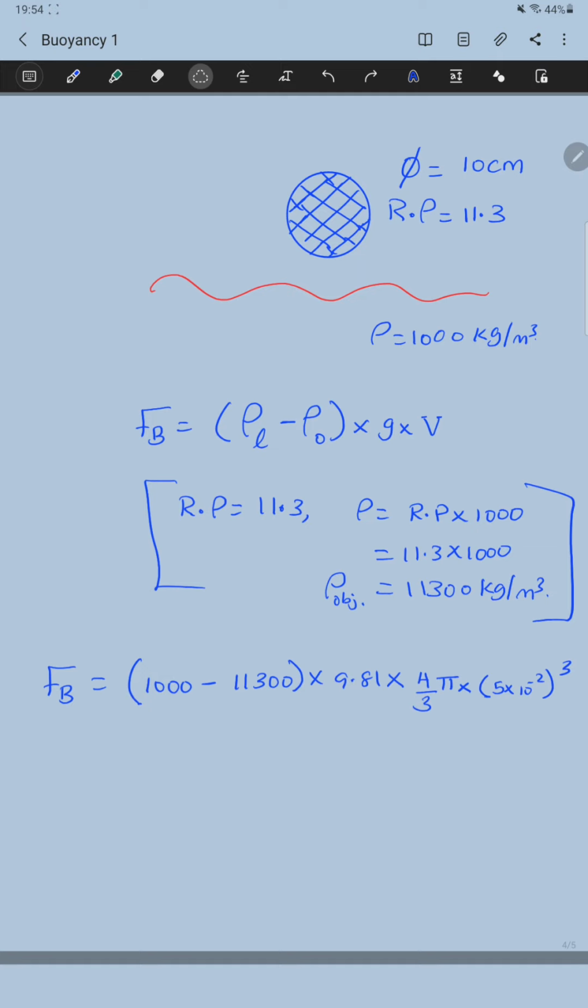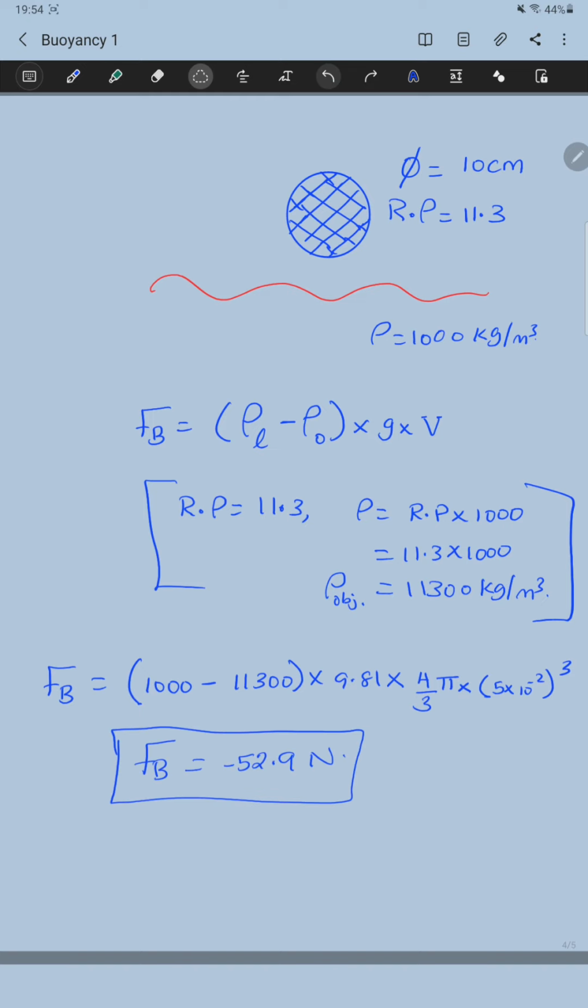If I put it all in the calculator, I get... some of you might be wondering what this particular thing is, 4 by 3 pi into 5 into 10 power minus 2 cube. This is the volume of the ball. Since it's a sphere, it is 4 by 3 pi r cube. The diameter is 10, so the radius is 5.